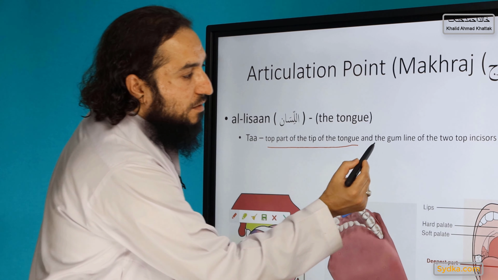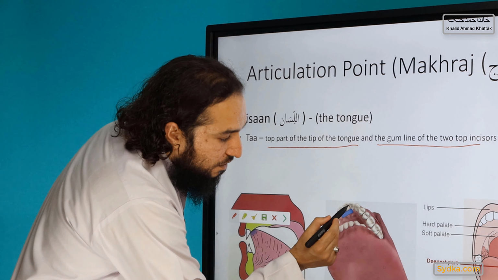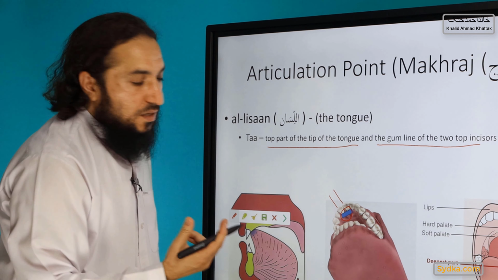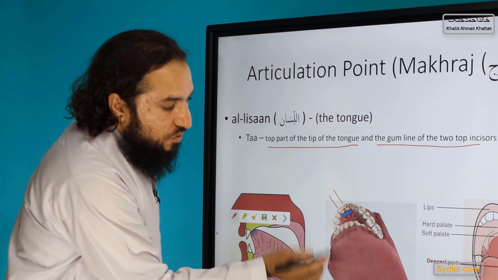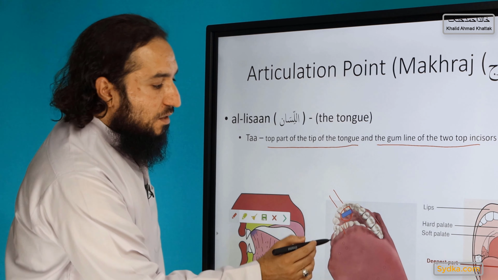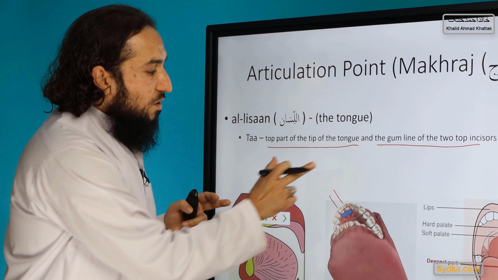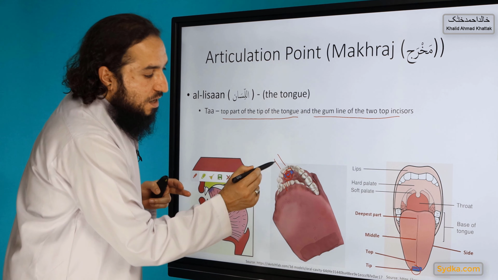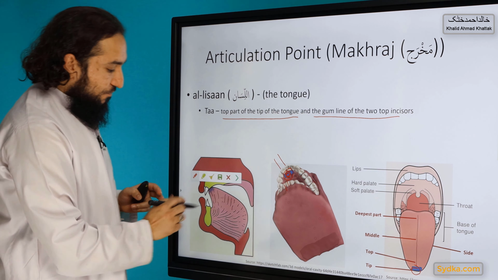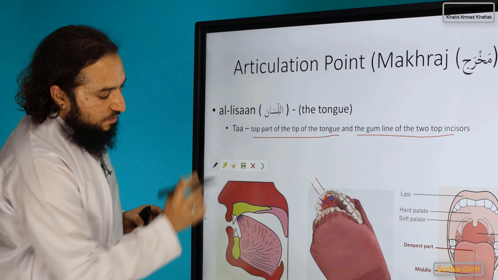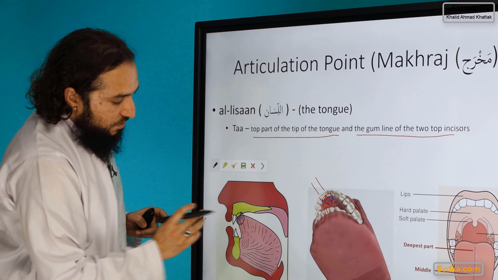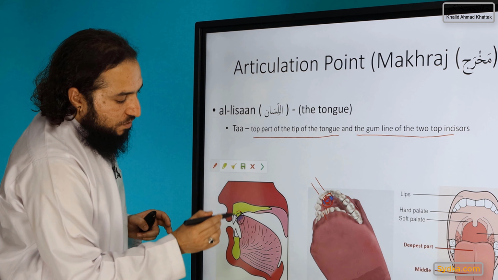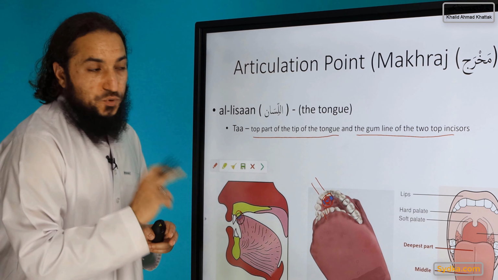Okay, and this is the gum line, you see here, of the top incisors. These two teeth are called incisors. That's the top incisors, and opposite to them are the bottom incisors. So for this one, we use the top part of the tip of the tongue and the gum line. This is the gum line of the top two incisors. You can see here in this diagram as well. So we use the top part of the tip of the tongue, and we use the gum line of the top two incisors.